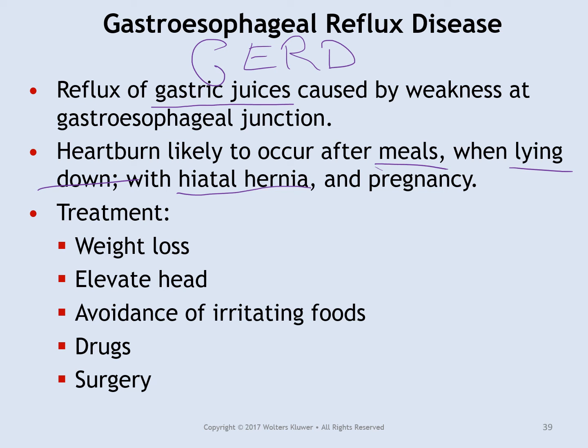Treatment for GERD depends on what's causing it. Weight loss, if that's an issue, sleeping with your head elevated. There are some foods, acidic foods in particular, that can be irritating to the stomach and can increase your risk of reflux. Stuff like tomatoes, lemons, stuff that has acid in it. There are medications that you can take that will decrease the amount of acid that the stomach makes. And then surgery if your patient is dealing with that hiatal hernia and they need to get the stomach back under the diaphragm.